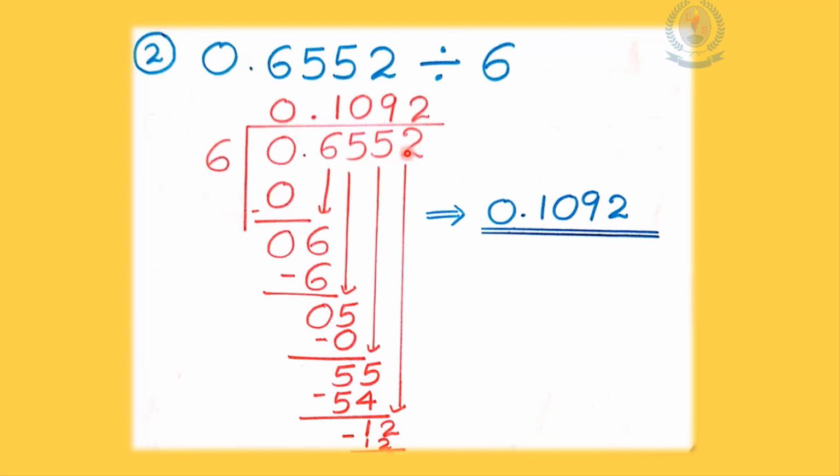Then take that 5 down. Then 55 is there. Then 6 times 9 equals 54. Then 55 minus 54, 1. Then we have to take the 2 down. Then 12. 6 times 2 equals 12. Then remainder is 0. Right, then the answer is 0.1092.